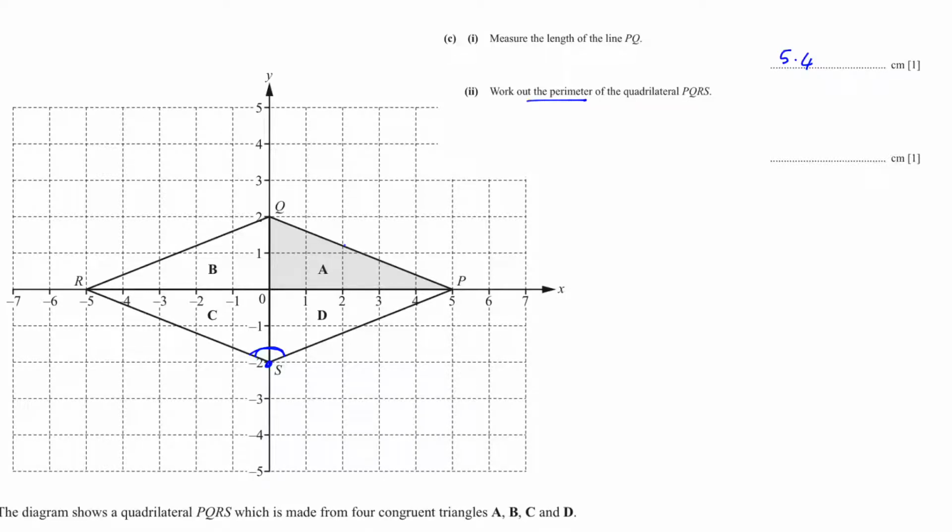The next part of the question, work out the perimeter. Perimeter means we add up the outside part. Because they are congruent, all the four sides are going to be equal. Therefore, perimeter is going to be 5.4 multiplied by 4, which is 21.6 centimeter.